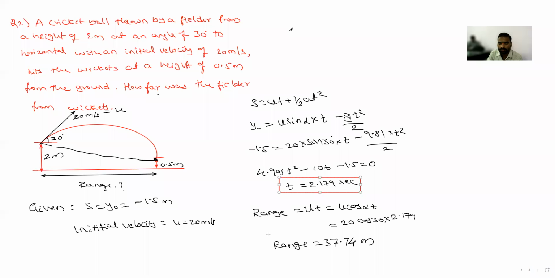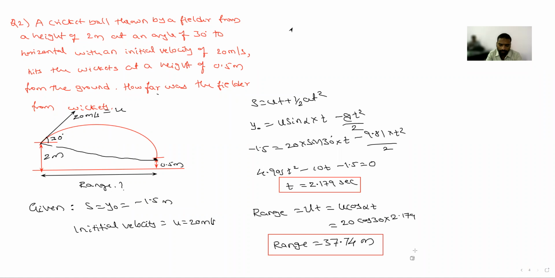Here the main thing is the concept: what to take in the horizontal direction and what to take in the vertical direction. That is important. Sir, I got 34.64. No, what is the answer? 37. 37 is correct. 20 cos 30 multiplied by 2.179, or 2.18 you can use. You will get 37. Check it once again, all of you. Yes sir, correct.